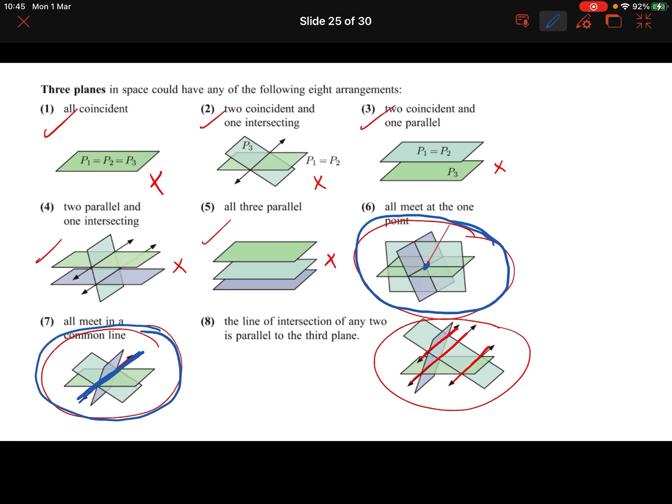And how would you find out the equation of that line? Well, the same as in the previous video. Just pick two of the planes and find out where that line of intersection is.